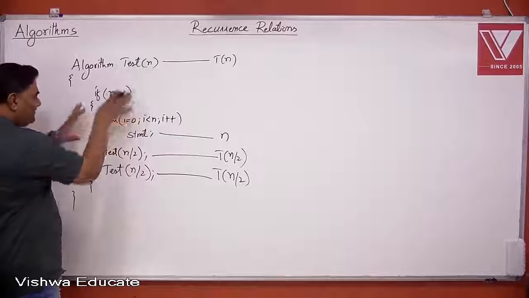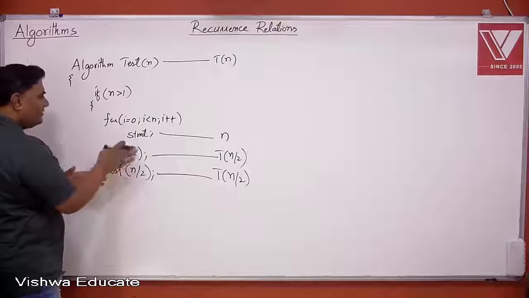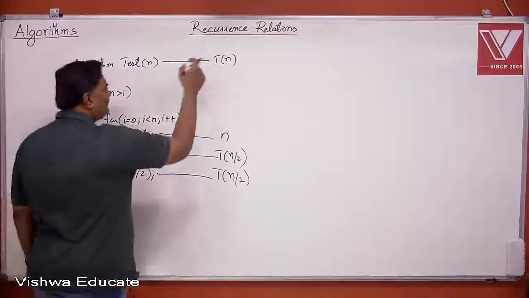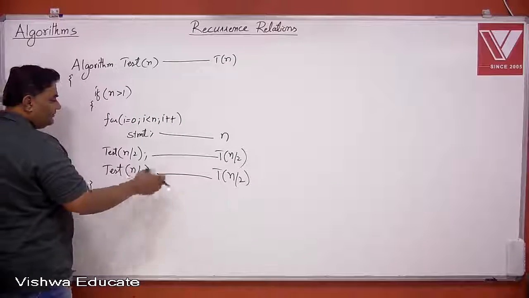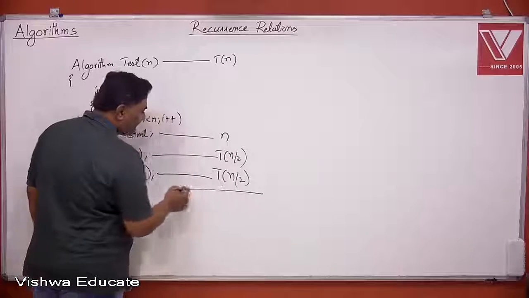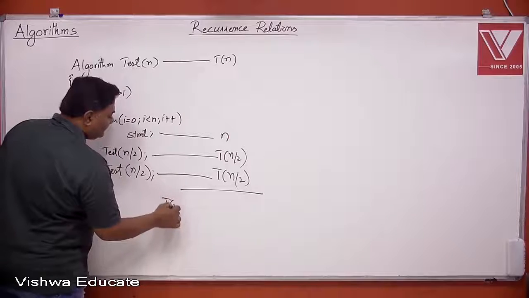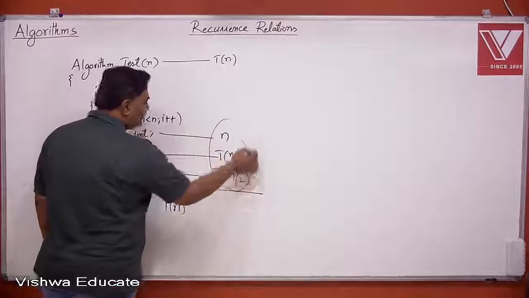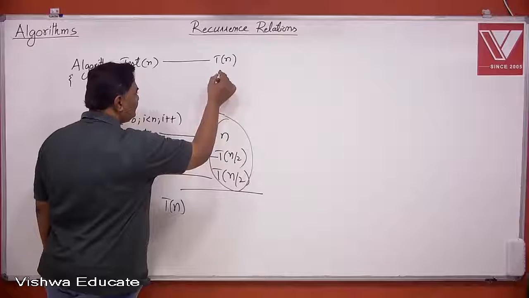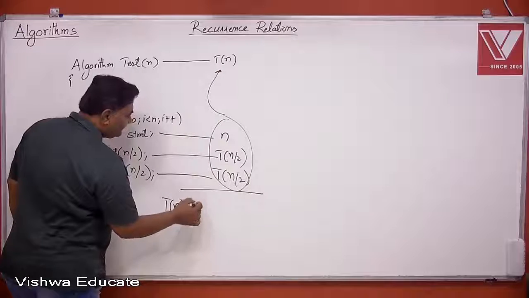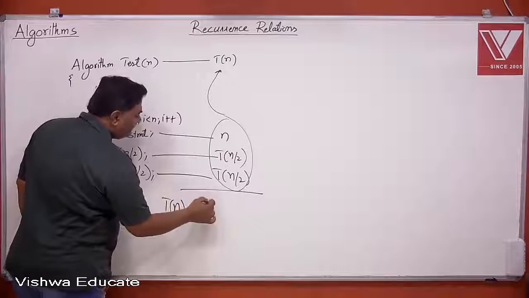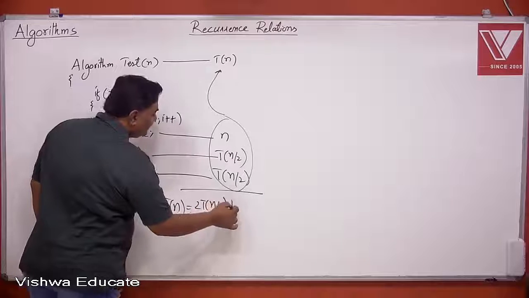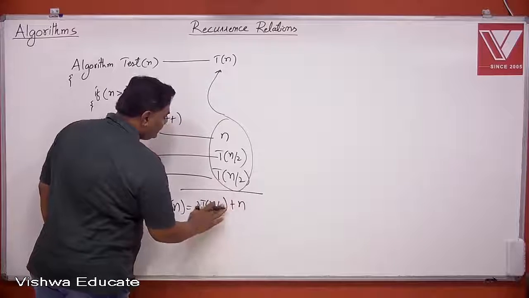So for n how much time? Then for n by 2 how much time? So for n, Tn is the time. For n by 2, Tn by 2 is the time. Then all these things put together will give you the time for this. So Tn is equal to 2 Tn by 2 plus n.